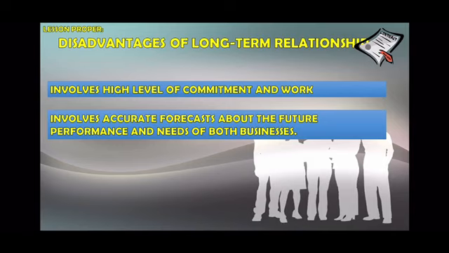Number 2, involves accurate forecasts about the future performance and needs of both businesses. The long-term relationship has future plans to improve the business of each other, the buyer's business and the seller's business.